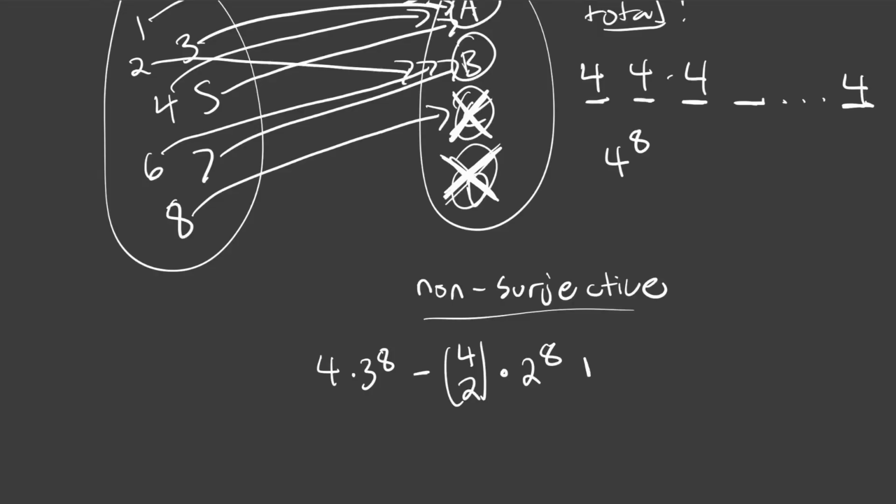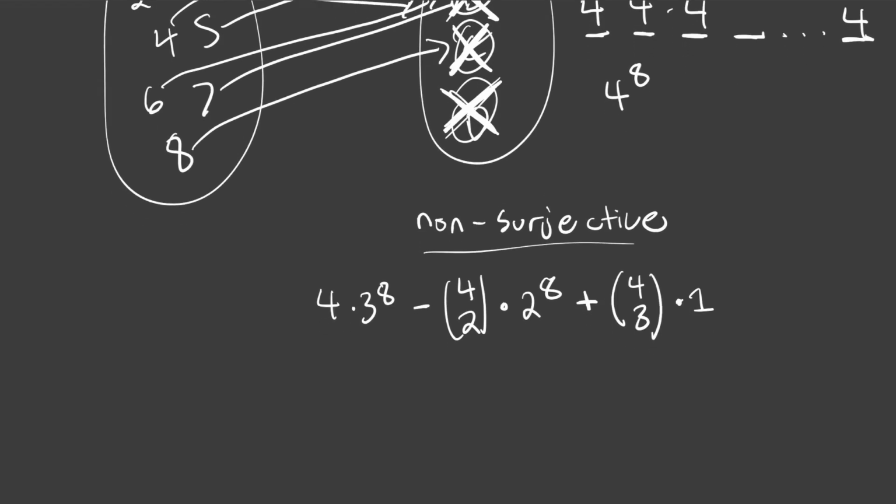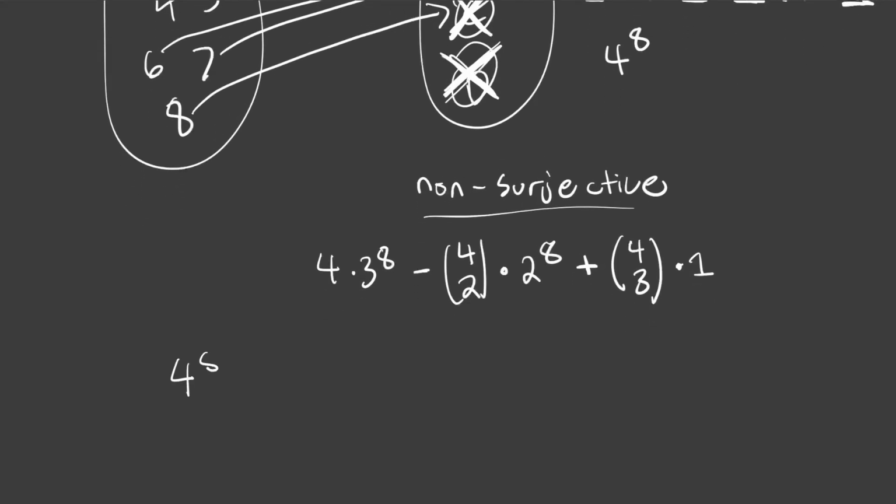And we know we have to add back on the cases where we choose 3 elements out of our 4 to be crossed off. In that situation, there's only one way to map every single element to one value, right? So it's just going to be times 1. And now we're good. We can just take our total and subtract off the number of non-surjective functions. So we're going to get 4 to the 8th minus 4 times 3 to the 8th plus 4 choose 2, which is actually 6, times 2 to the 8th, now minus 4 choose 3 times 1, which is just 4. And when we work this all out, we just wind up with 40,824.